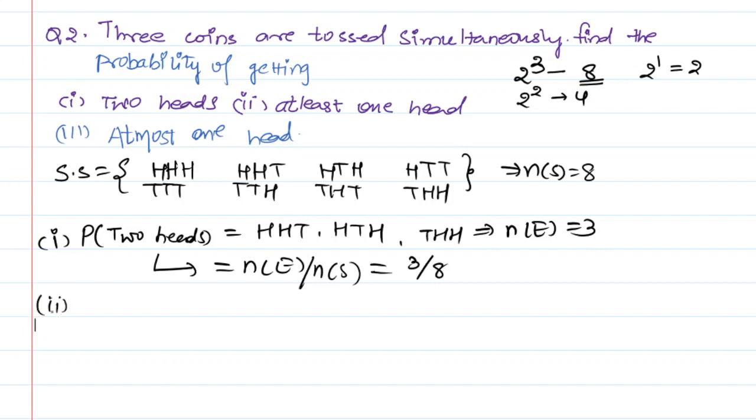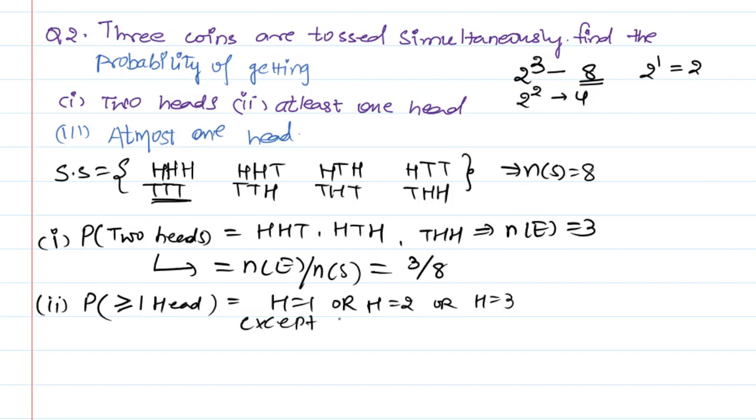Okay. Next part, I want at least one. At least means I want greater than or equal to 1 head. So what all cases will have greater than or equal to 1? It means I want h equal to 1 or h equal to 2 or h equal to 3. What does it mean? I don't want any tail. So out of the 8 possibilities that we have, only one possibility is not getting satisfied, and that is TTT. Means I'm looking for everything except all tails.